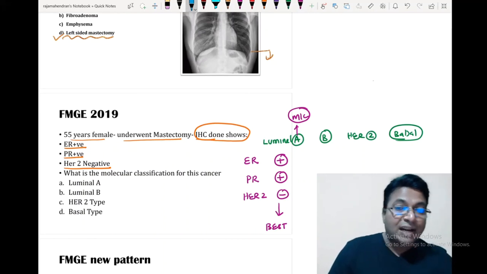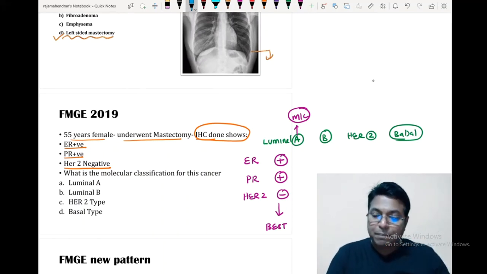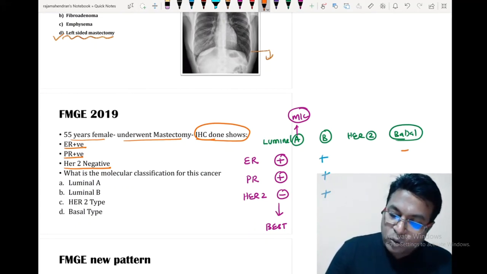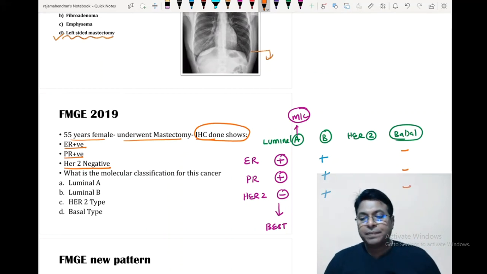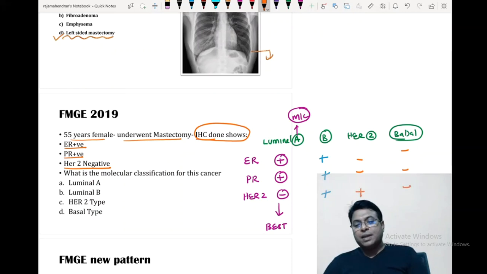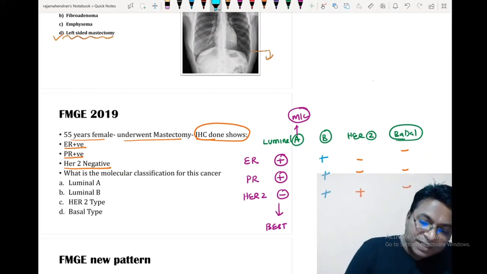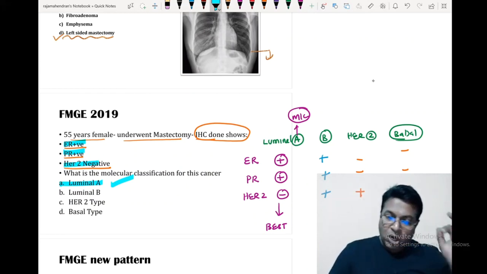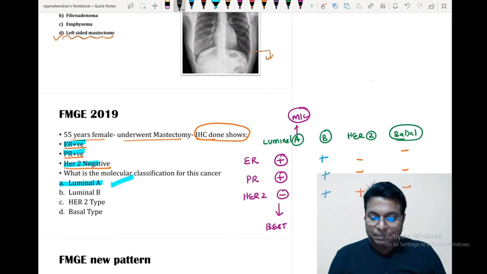Coming to B, I will tell you an easy method to remember. B means B positive always, so it is all positive. When you are always negative, you go to basal, so all negative is basal. HER2 will be only HER2 positive, all others negative. Simple concept. So only remember luminal A is the common type, ER PR positive, HER2 negative. So the answer is luminal A type. Please don't forget molecular classification of breast cancer. I would not have discussed this if it had not been in a previous exam.